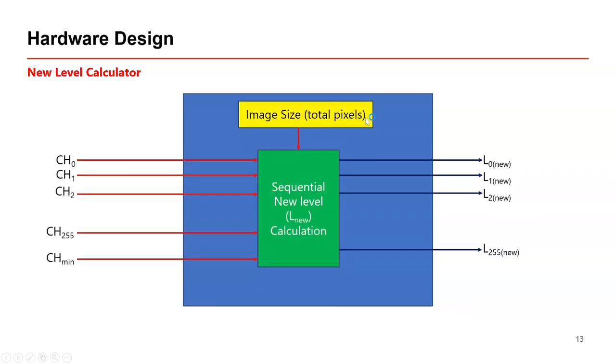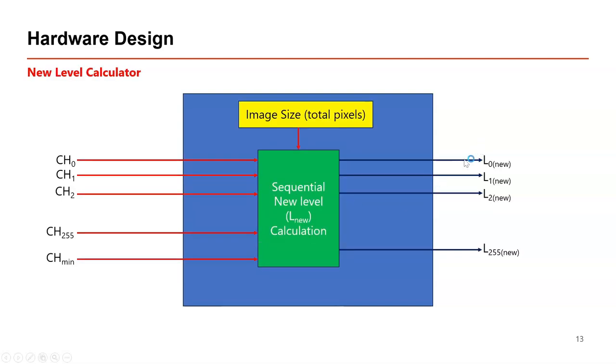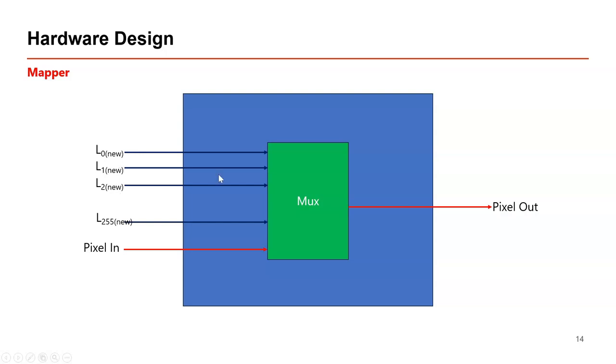Now, once we have this mapping, we are ready to generate the output image. For that, I have all the new gray levels which are coming from here. That goes basically to a mux, and the mux looks at the original image again, and it will generate the output image. Again, we assume a streaming interface here, so a particular gray level or a particular pixel will be coming here, and the mux will choose its new corresponding gray level from here, and that will be going as the output.